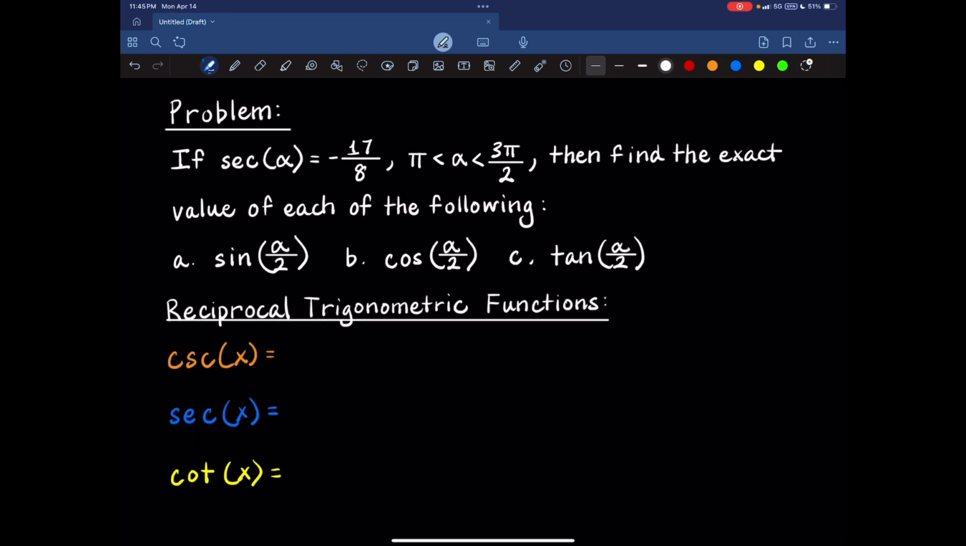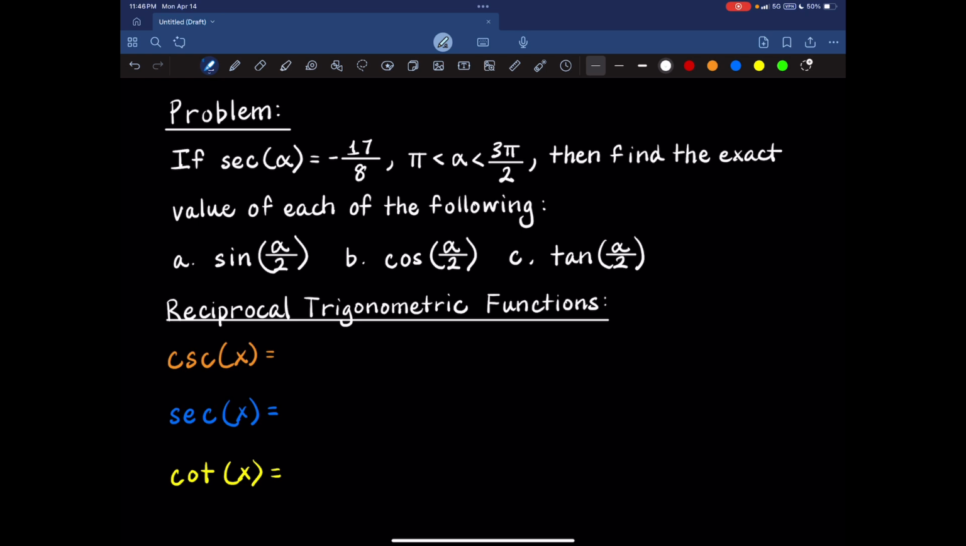The problem reads, if secant of alpha equals negative 17 over 8, and angle alpha is between pi and 3 pi over 2, then find the exact value of each of the following: A, sine alpha over 2, B, cosine alpha over 2, and C, tangent alpha over 2. So there's a lot to unpack here, but we should first look at each reciprocal trigonometric function.